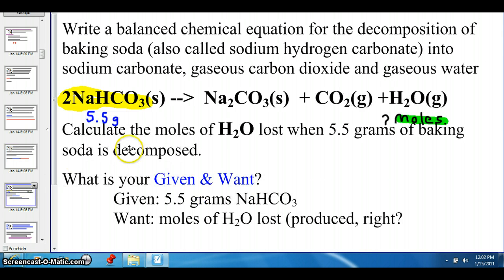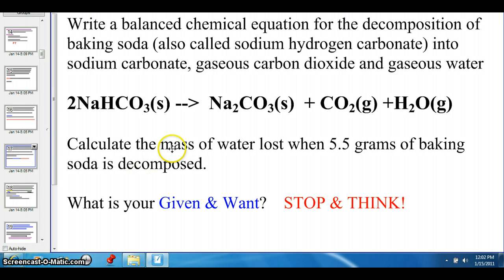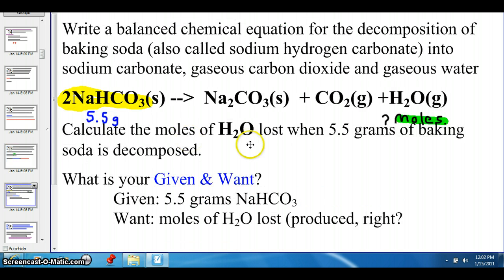Well, if you look at it, this problem says the moles of water lost. What did I do? I said, well, maybe it's not so good to start off with a problem that's as complicated as this. Let's start off and switch this to moles of water lost. Maybe mass is a little bit too much to bite off the first time you're doing it on your own. So calculate instead the moles of water lost from 5 grams of baking soda.